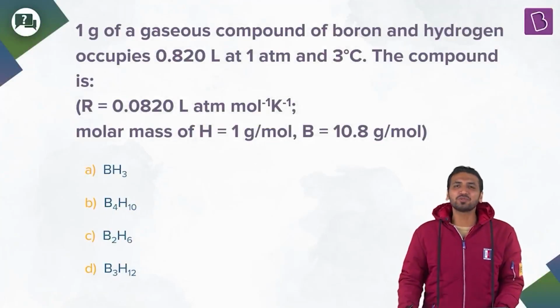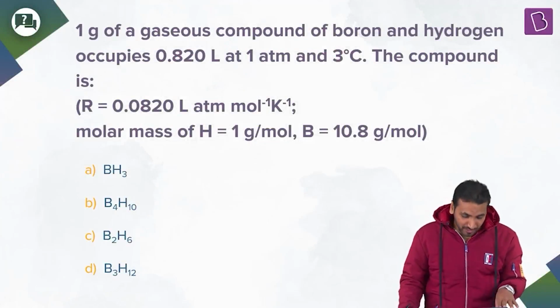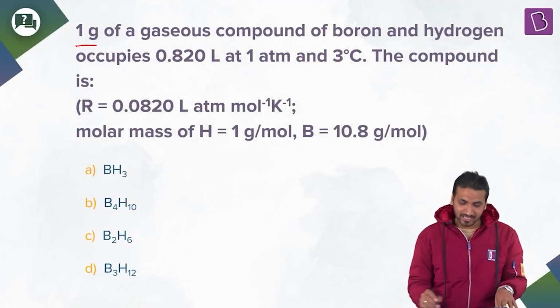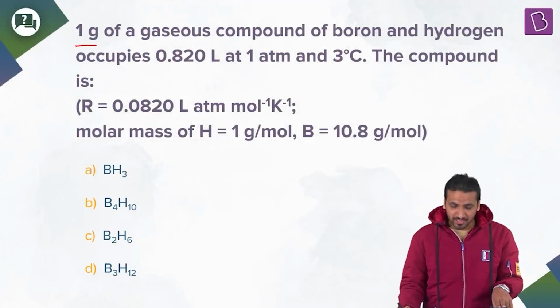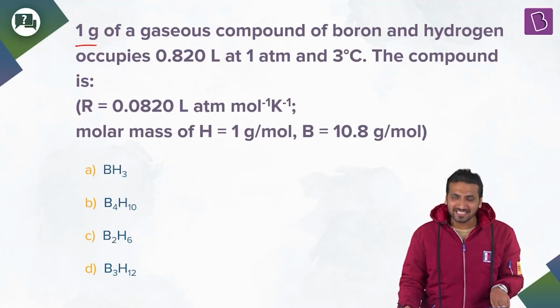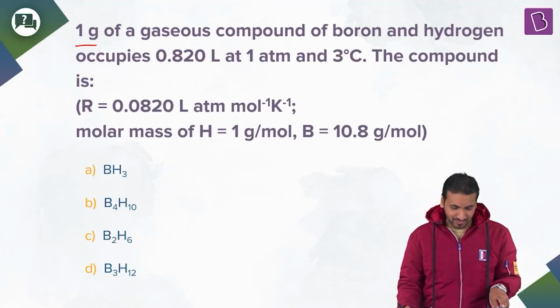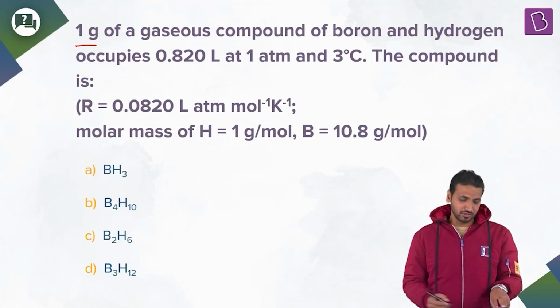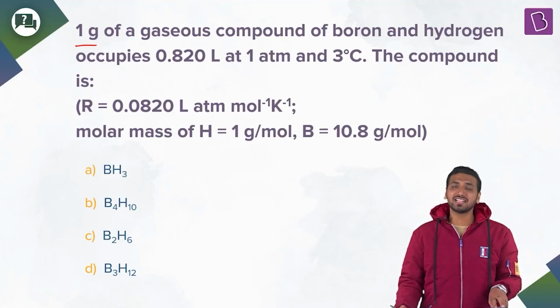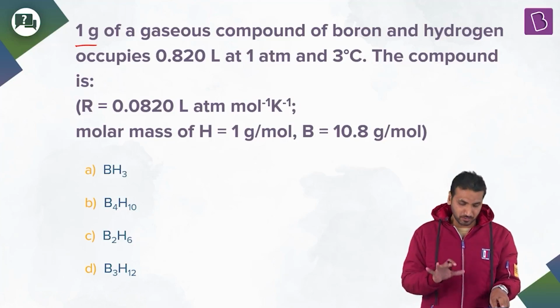So here we have a very sweet and simple numerical. Let's read the statement first. 1 gram of a gaseous compound of boron and hydrogen occupies 0.82 liter at 1 atm and 3 degrees Celsius. You have options A, B, C and D, and you have to figure out which is the correct formula of the gas that we are talking about in this particular question.